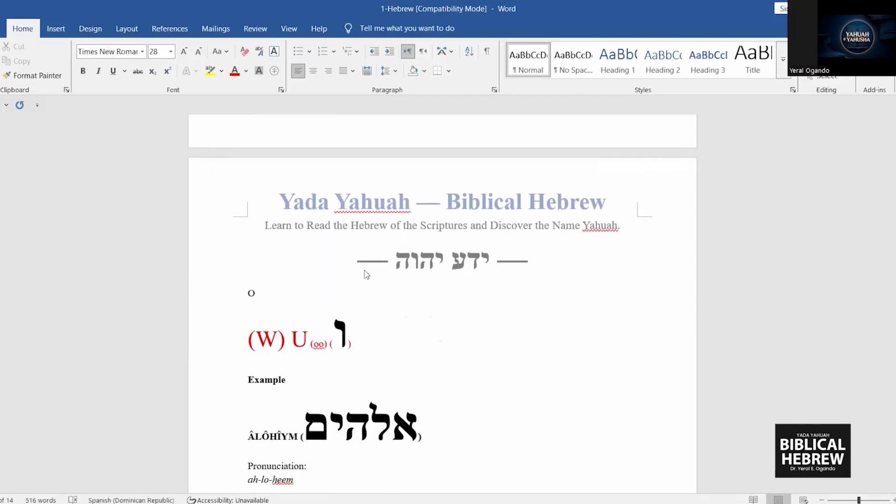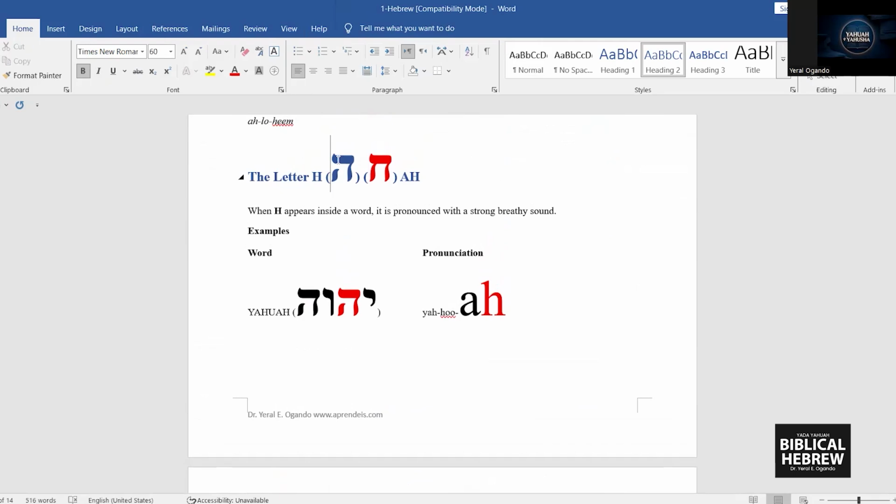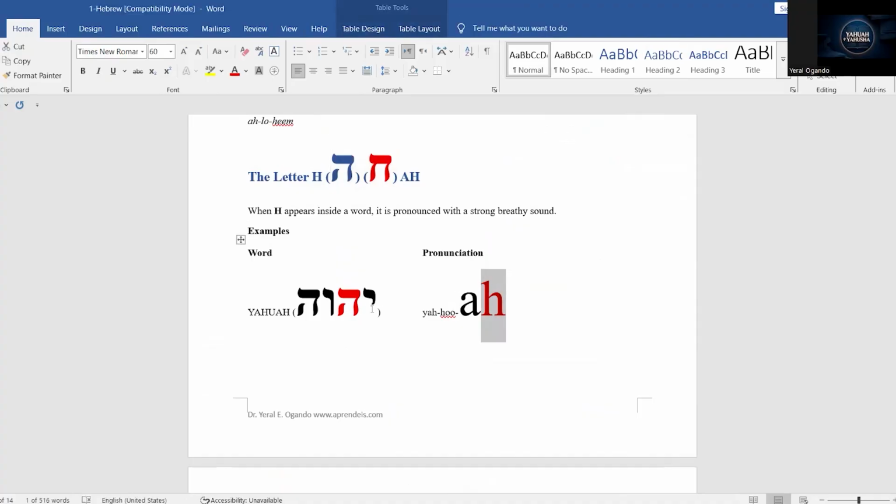We have the U sound, which is also the O sound. That's why you have an example here, Elohim. We have the Hey sound, which is soft. At the beginning and the middle it is pronounced soft, but if it is at the end, you don't pronounce the H at the end. Okay, that's why you have Yahuah. You don't say Yahuah with the H, it's Yahuah.